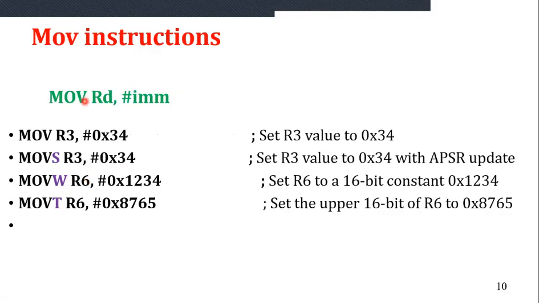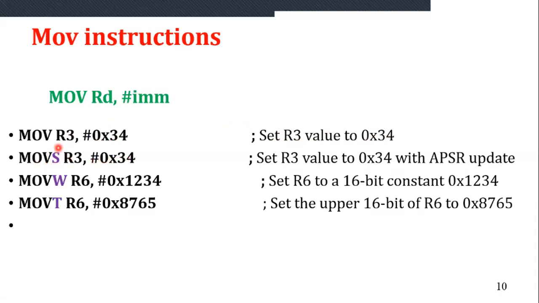The second form is MOV Rd, comma, immediate. We look for the hash symbol for immediate values. As represented here, see MOV R3, hash 0x34. If you look at this instruction, it sets the R3 value to 0x34. My R3 value will be set to 34. And here it is MOVS R3, comma, 34.